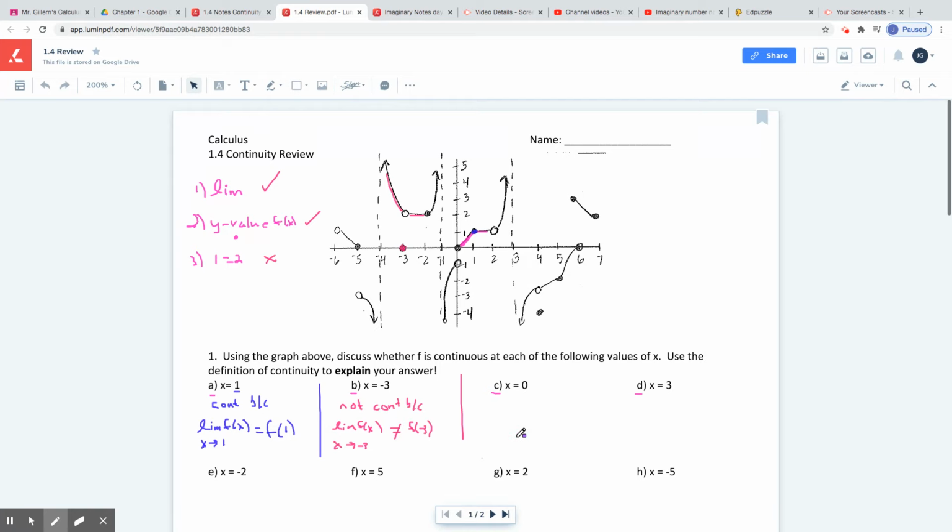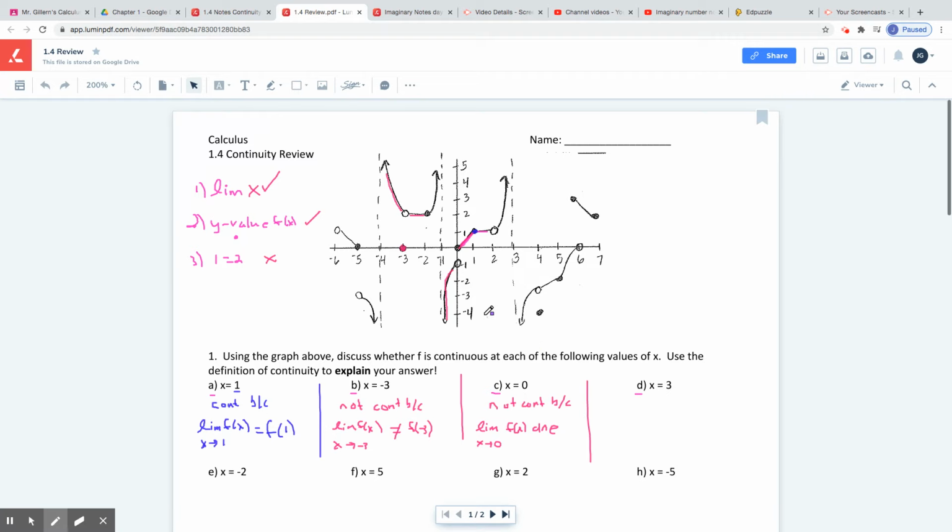All right. X equals 0. So if we look at 0, from the left side, I'm going to -1. From the right side, it's 0. So the limit does not exist. So there is no limit. So you don't have to do anything else, and you just write not continuous. And when the limit doesn't exist, you write because the limit as x approaches, in this case 0, of f of x does not exist. So anytime there's no limit, that's what you write.